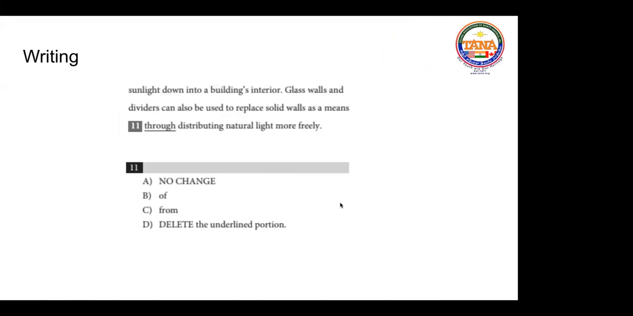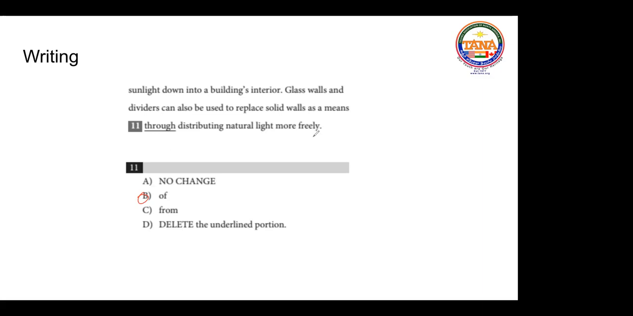So for this question, sunlight down into a building's interior, glass walls and dividers can also be used to replace solid walls as a means of distributing natural light more freely. So basically the correct expression is "as a means of." However, it's just an idiom. So the answer choice is B.